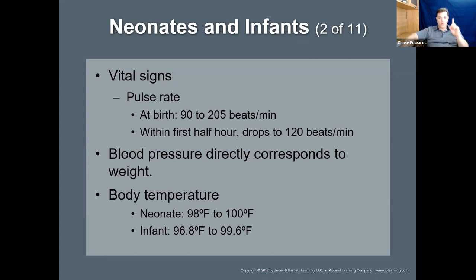By the first year, the respiratory rate slows to 20 to 30 breaths per minute. The tidal volume in neonates starts at 6 to 8 milliliters per kg, not milligrams, mL per kg. But it increases to 10 to 15 mL per kg by the end of the first year.